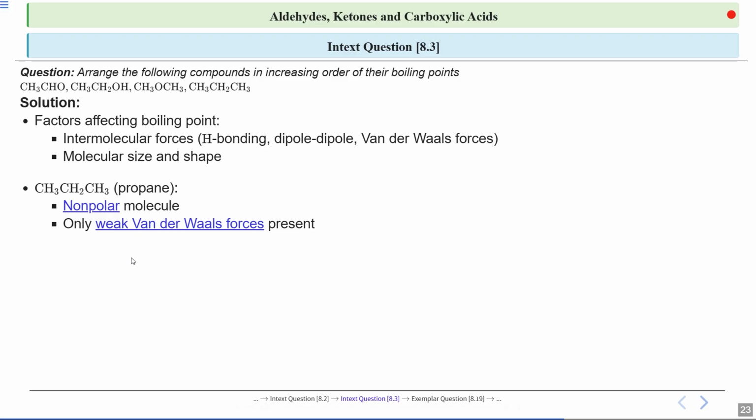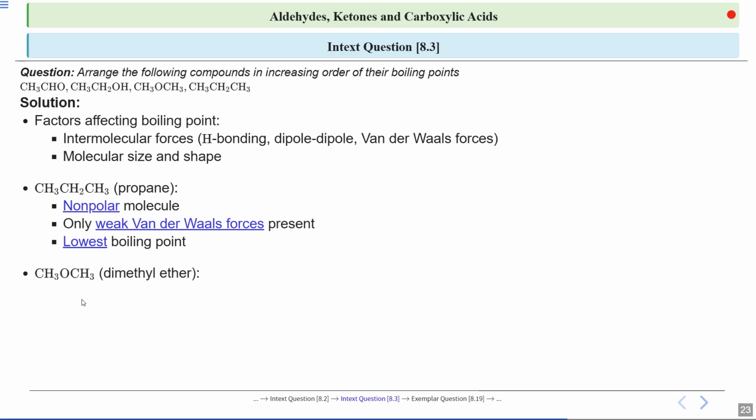So this propane will have the lowest boiling point. Because of these weak van der Waals forces, the energy required to overcome them and convert propane from a liquid to a gas is small. Less energy is required here to convert propane from liquid to gas.